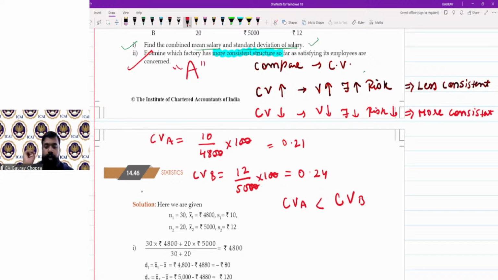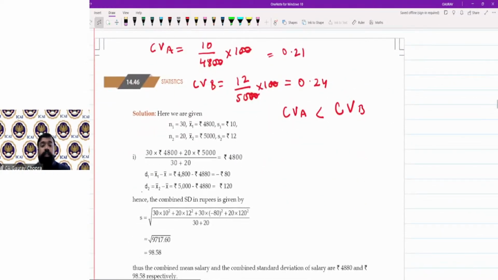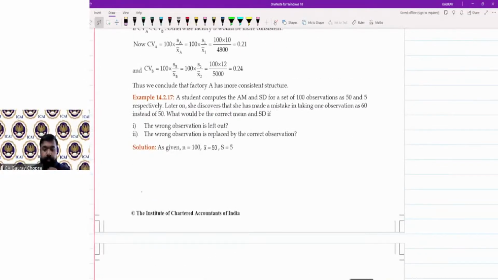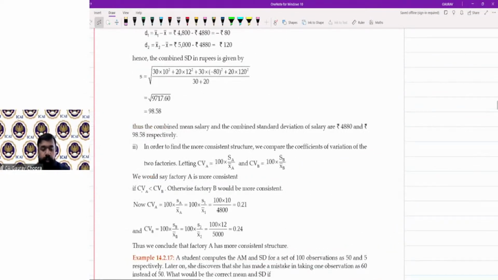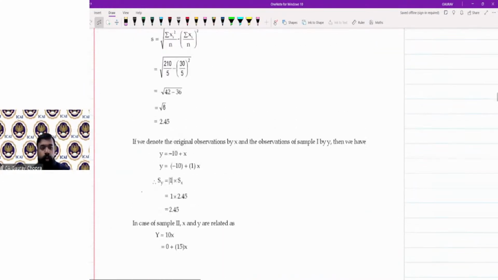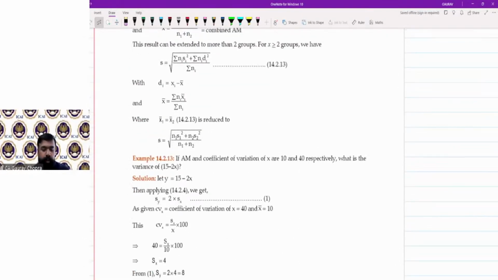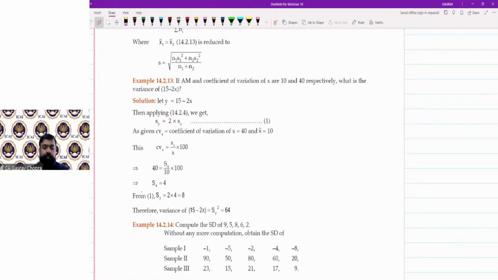All right. So Bhumika Chauhan has given the correct answer. Factory A will be selected because factory A is more consistent in giving the salary. Now, before moving forward and before doing the tricky questions, let us try this 13th one. After that, we will be moving towards tough questions. So let's solve the 13th one first.